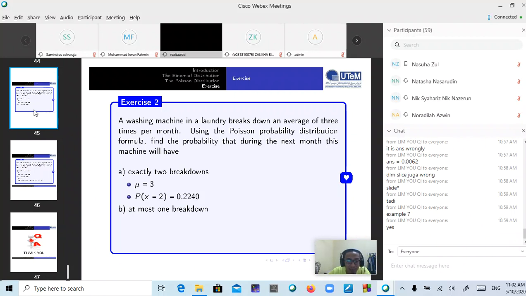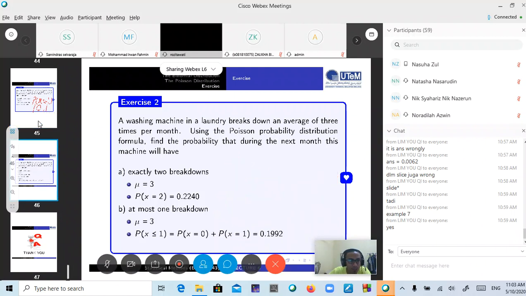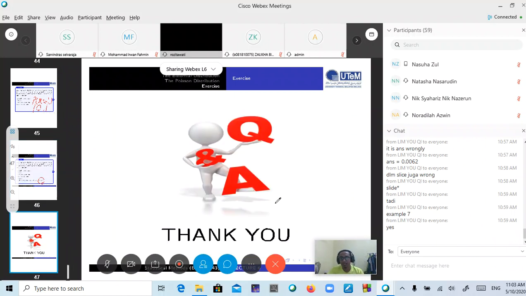At most one breakdown. So also same thing. At most one, probability of X less than or equal to 1. So you kena cari dua benda ni: 0 and 1. Okay, sebab at most. So this one you can get 0.1992. Okay. That's all. Any problem?